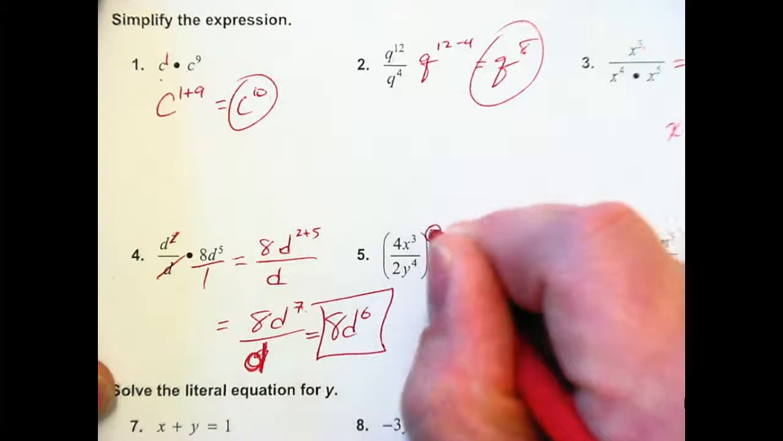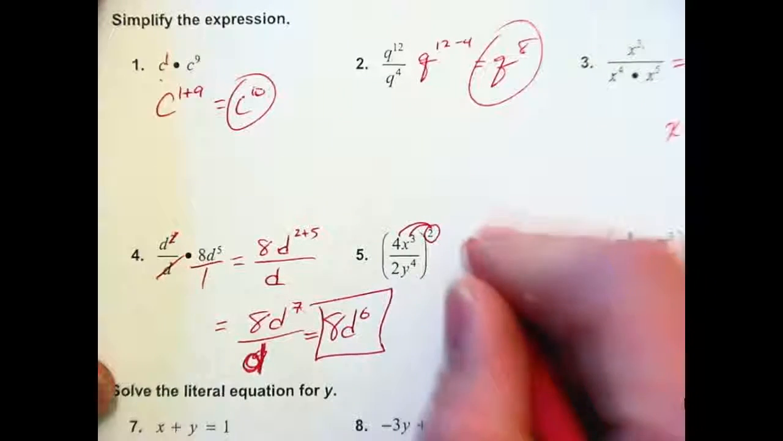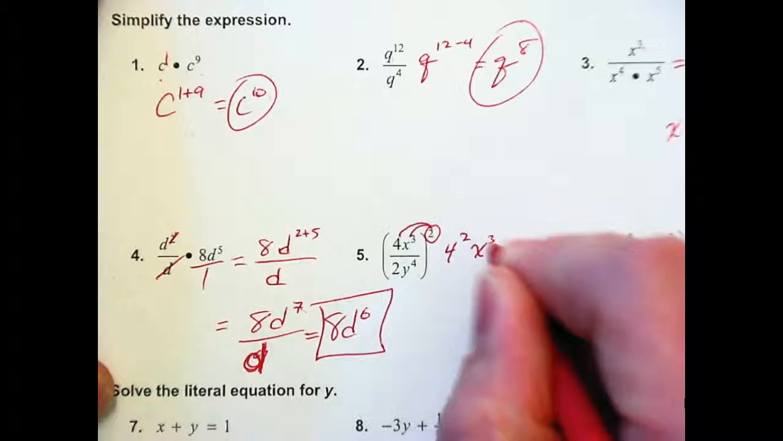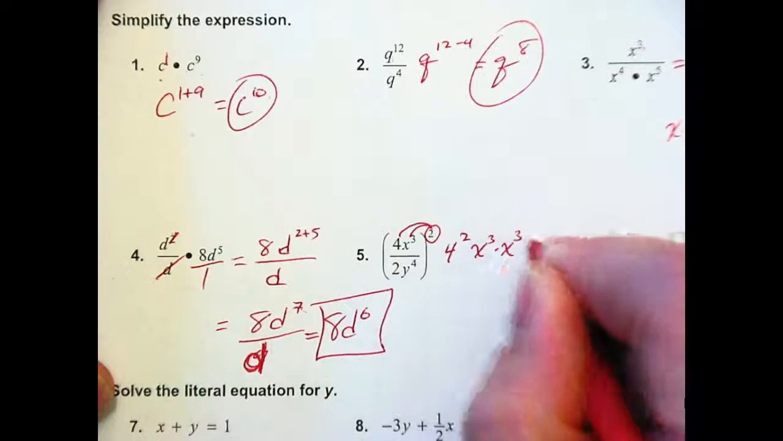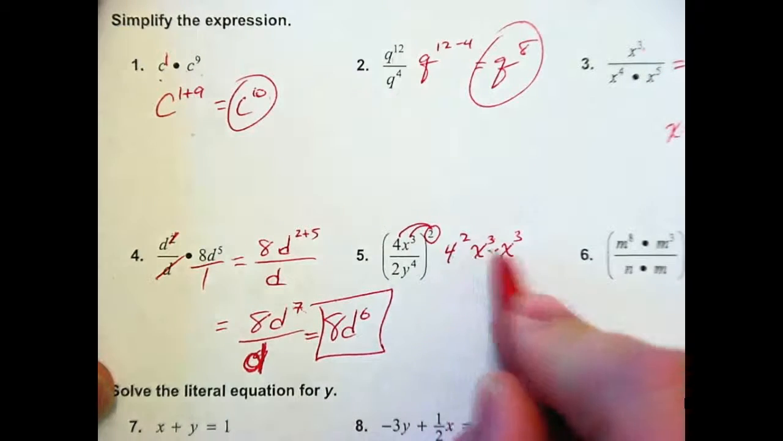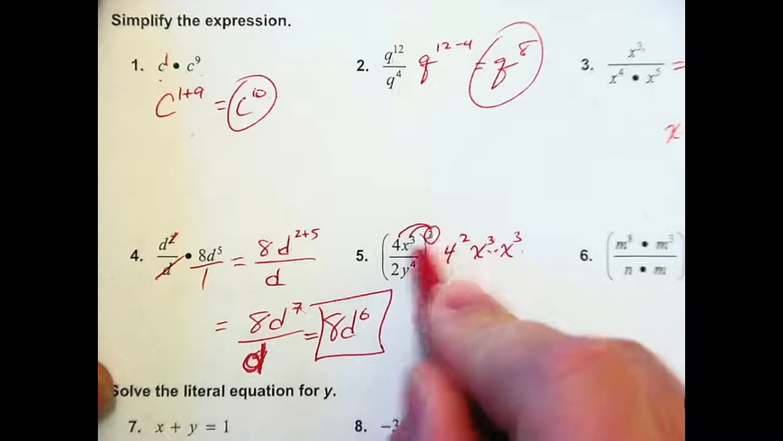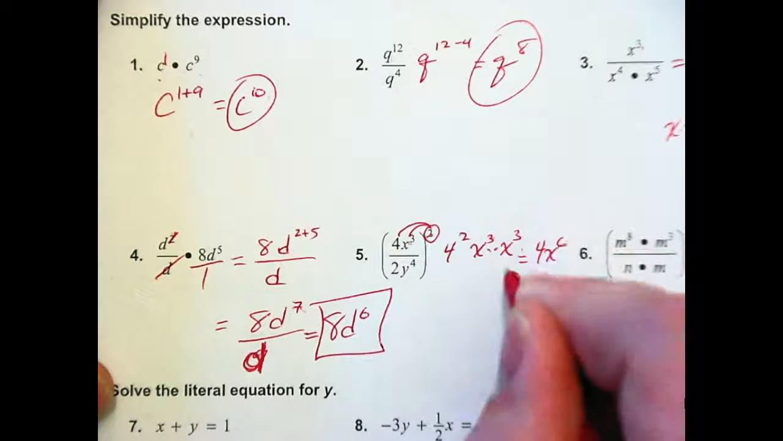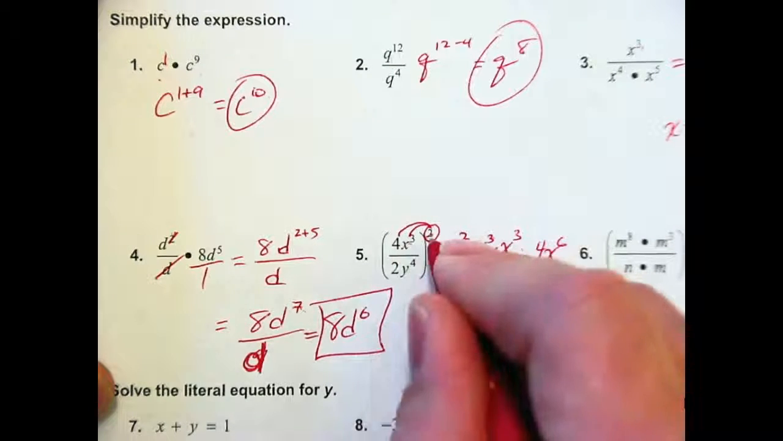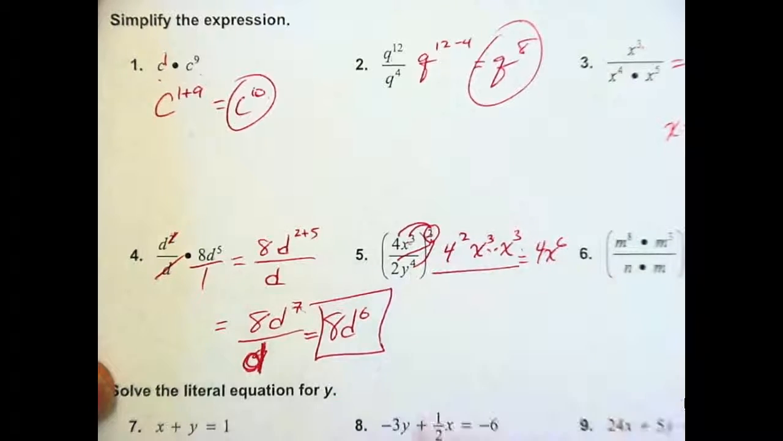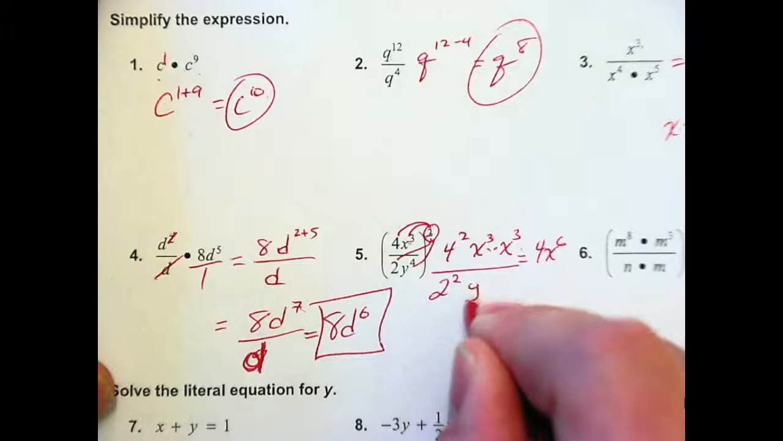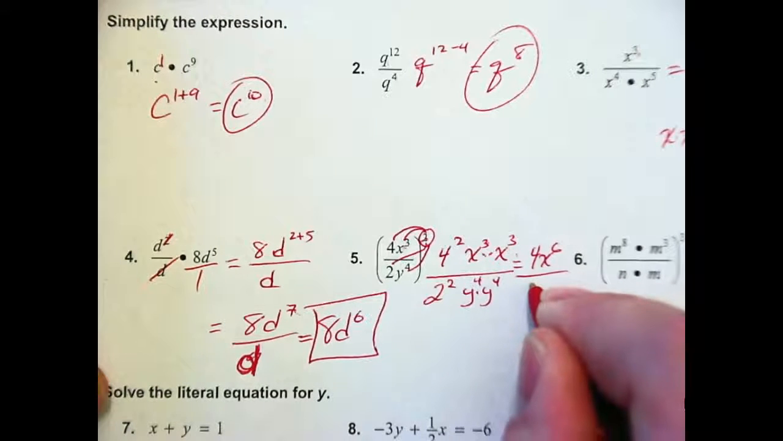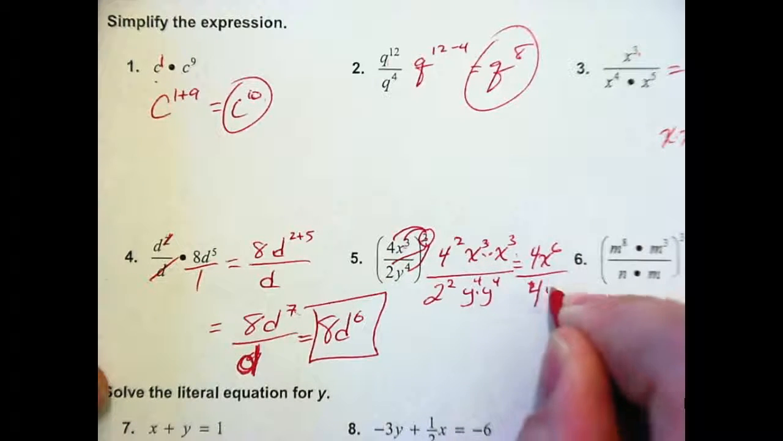Whenever you have a power outside, remember you distribute it in. That is 4 squared. And x to the 3rd squared, which is x to the 6th. So you multiply the 3 by 2. Okay, so on top you get 4x to the 6th, and on the bottom you've got to square the 2 and square the y to the 4th, so you have 2 squared and y to the 4th squared, or y to the 8th.